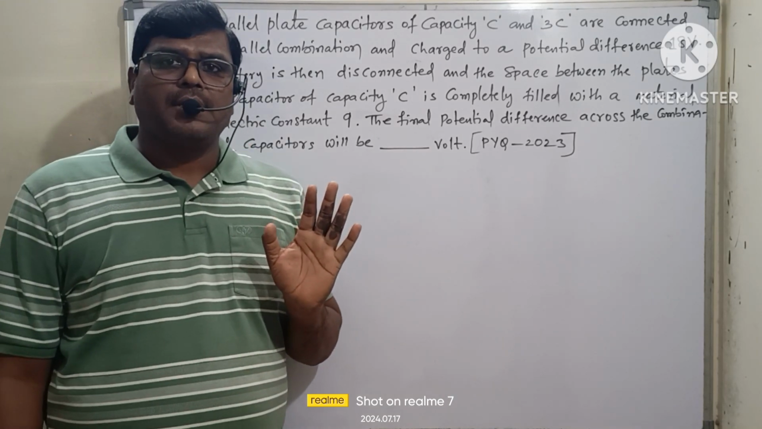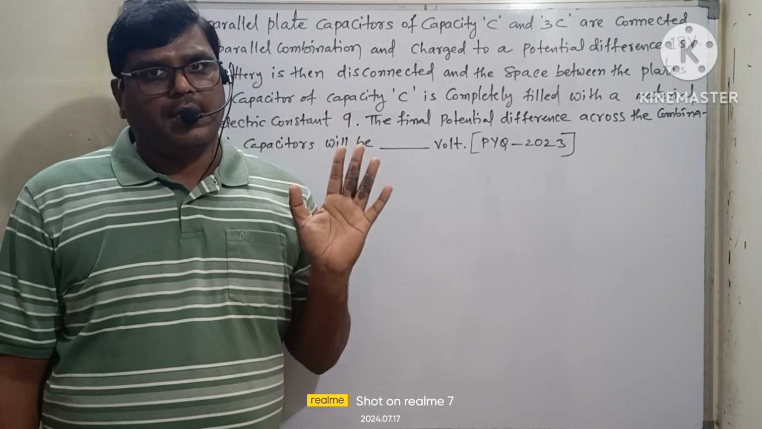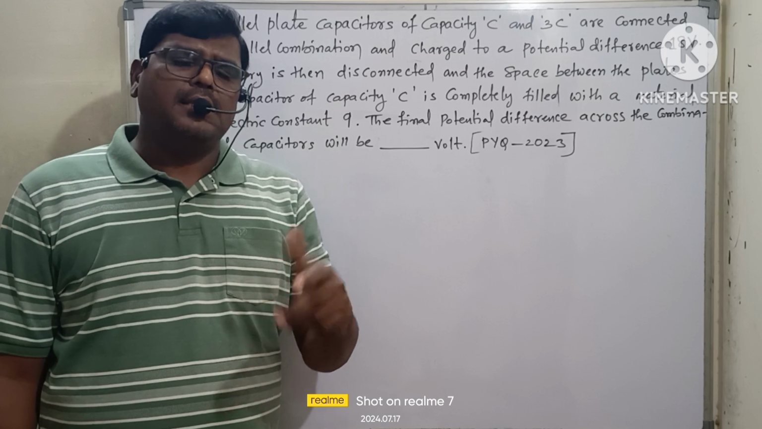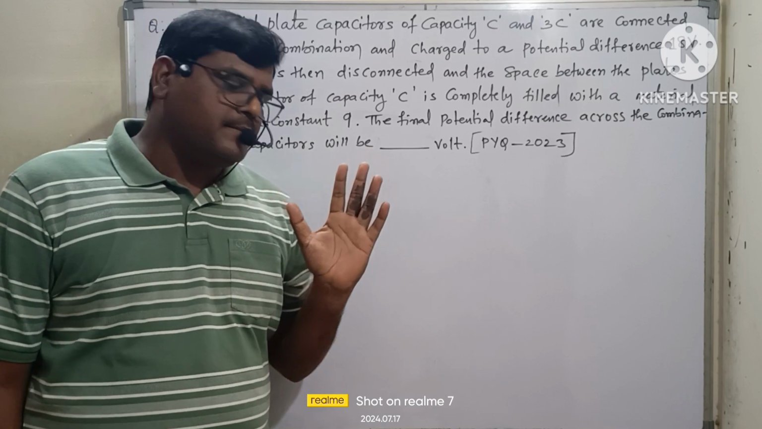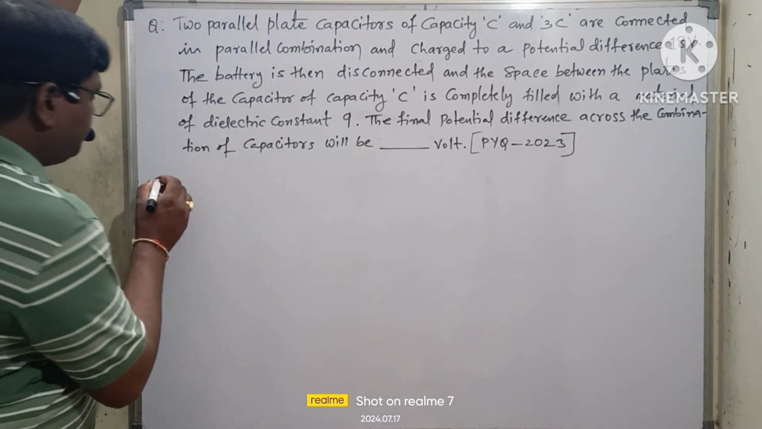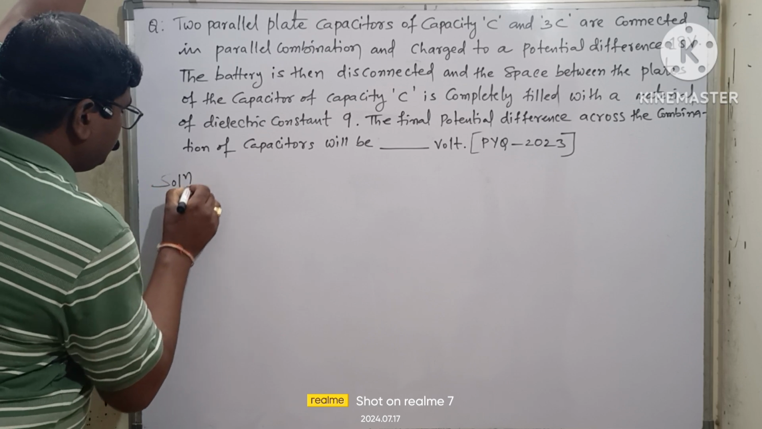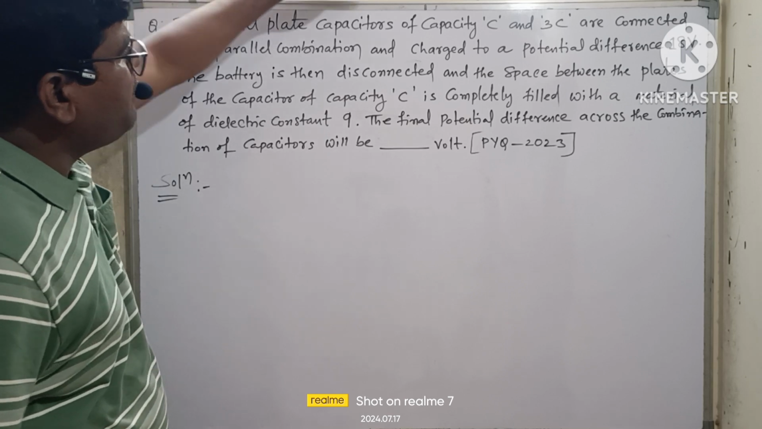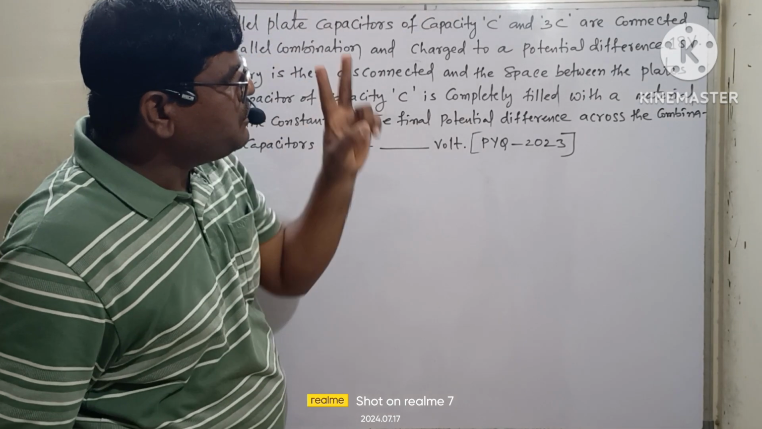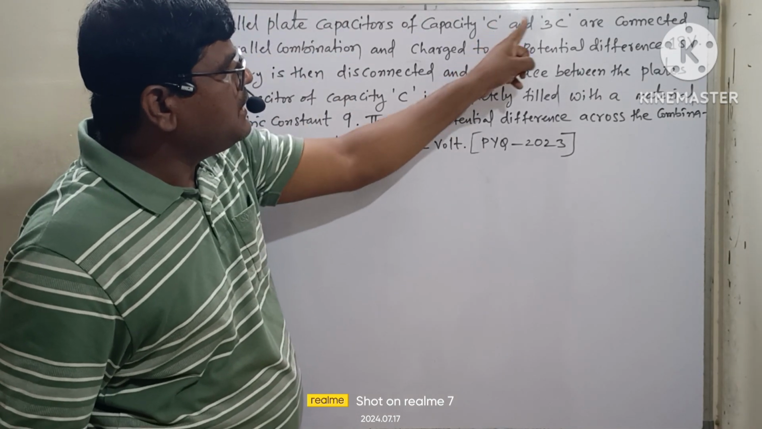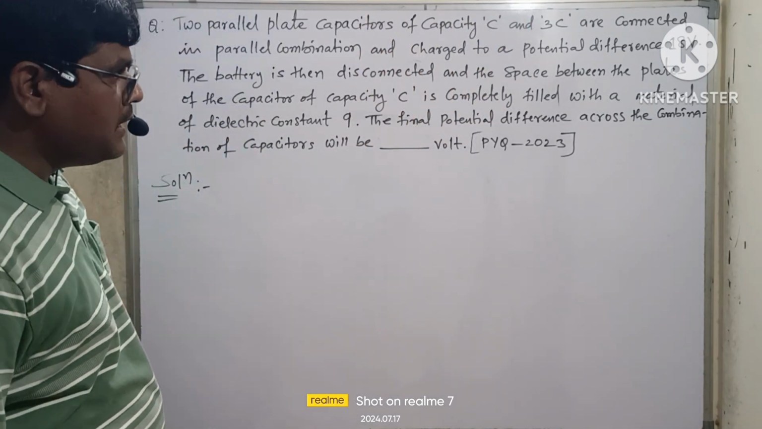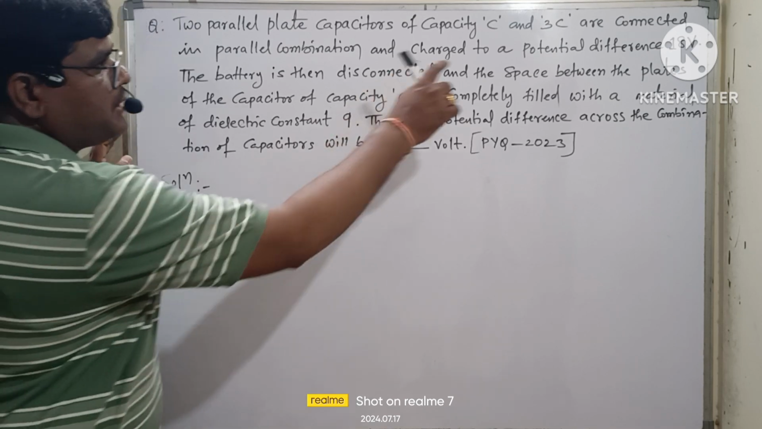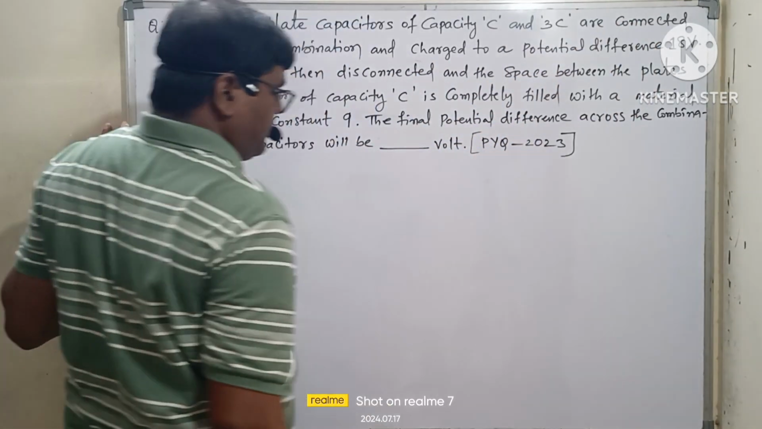This is regarding the common potential. What is given here in the question? We will discuss clearly, then we can find the answer easily. First, according to the question, how many capacitors do we have? Two capacitors of capacities C and 3C. They are connected in parallel to a potential difference of 18 volt.